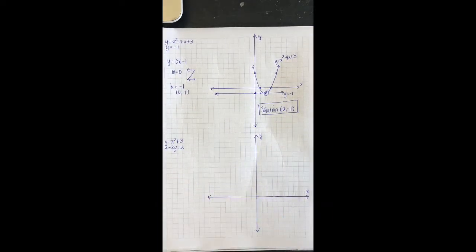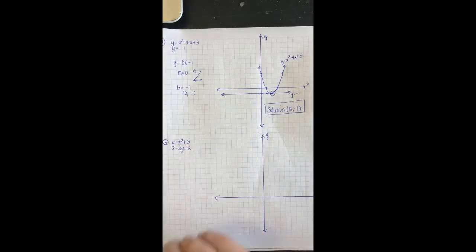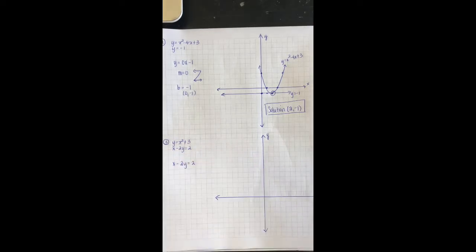All right, last but not least, I have y equals x squared plus 3, and I have this weird looking second equation. I'm going to have to rearrange that to get that to y equals mx plus b form so that I can properly graph that. So x minus 2y equals 2. Okay, as y equals mx plus b.